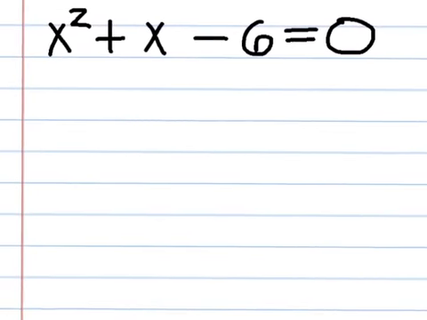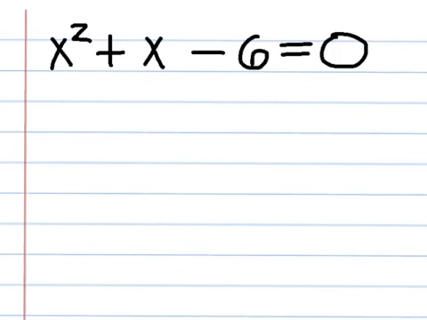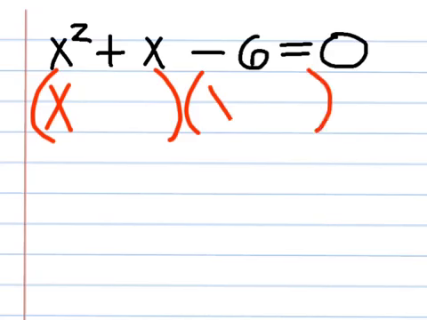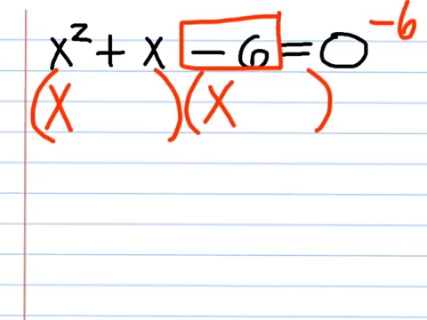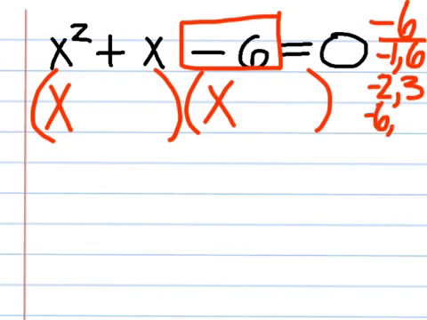Okay, example 3. We have x squared plus x minus 6 equals 0. This time, we want the factors of negative 6. We get that from the minus 6 right here. What are the factors of negative 6? Negative 1 and 6, negative 2 and 3, negative 6 and 1, or negative 3 and 2. These are the numbers that we can multiply together to get negative 6.